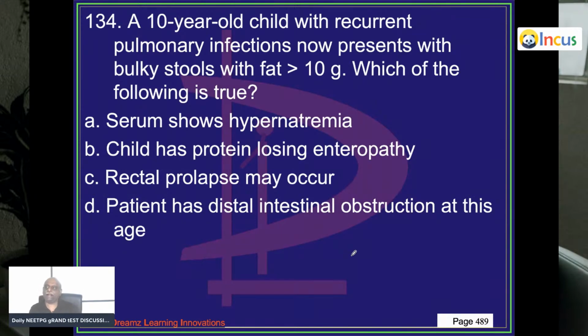10-year-old child, recurrent pulmonary infection, bulky stools with fat more than 10. Pulmonary infections, so bulky stool, steatorrhea.